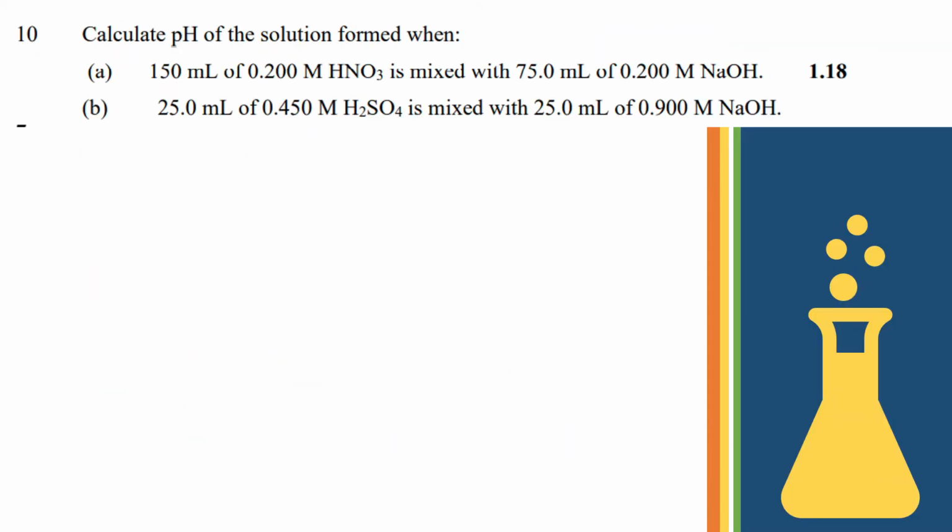Calculate the pH of the solution formed when A, 150 ml of 0.2 molar nitric acid is mixed with 75 ml of 0.2 molar sodium hydroxide. This one is a reaction between acid and base, a titration of acid and base. For the titration, we write the equation. Nitric acid is a strong acid, and sodium hydroxide is a strong base.